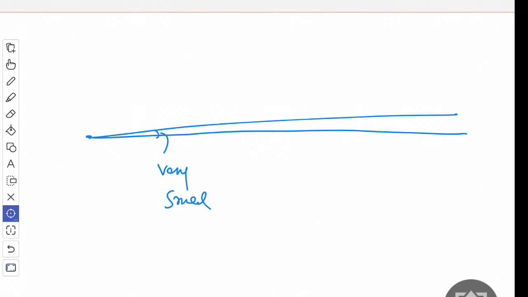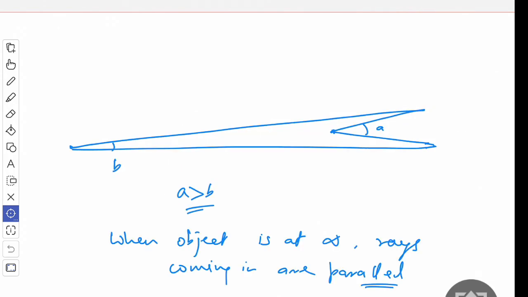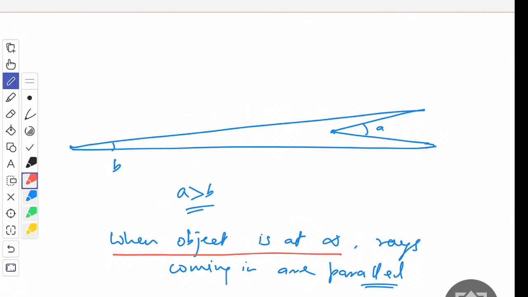And that is why we say that when the object is at infinity, the rays coming in are parallel. This is the reason we say this. This is a very important point, but it is never explained in any book properly. So I wanted to make sure you understand this, because after this, I'm going to build on this. Anybody has any doubt, you can ask me. I'll give you 30 seconds. Any doubts, you can ask me.